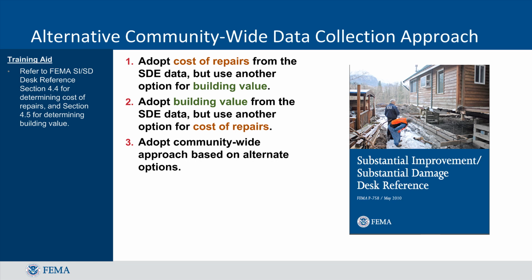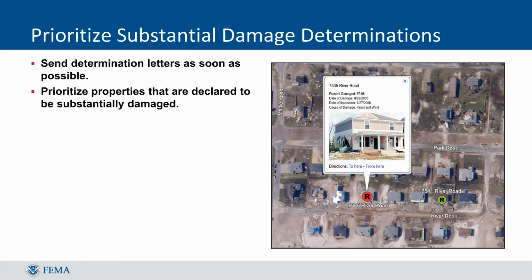Communities may use any of the approved methods if they are adopted and applied consistently throughout the community and not limited to select properties. Once the community-wide approach is adopted and inspections completed, determination letters must be sent out as soon as possible. Determinations are not official until letters are sent. Focus on getting letters to properties that are substantially damaged first, since these owners are most impacted by the determinations.